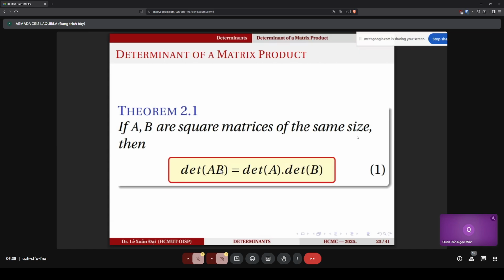And for this part, there is a part in the exam that involves solving something like the determinant of products. So you have to memorize these formulas. So we have here, if A and B are square matrices of the same size, then the determinant of the product AB is equal to the product of their determinants. That is, determinant of A times determinant of B.